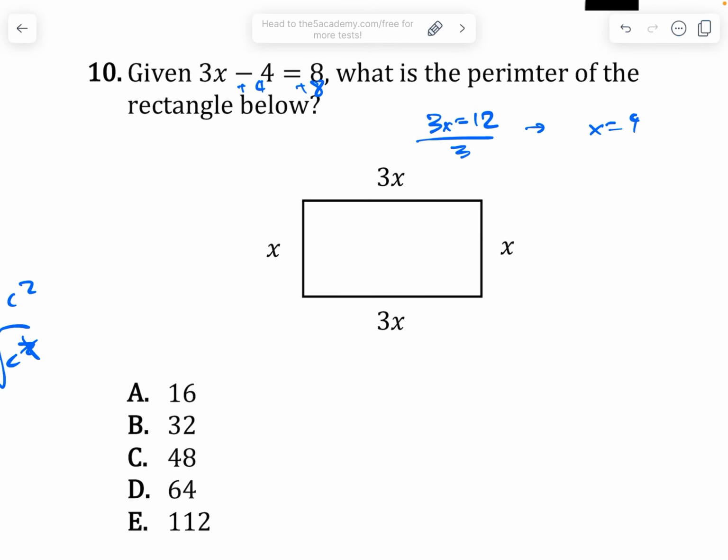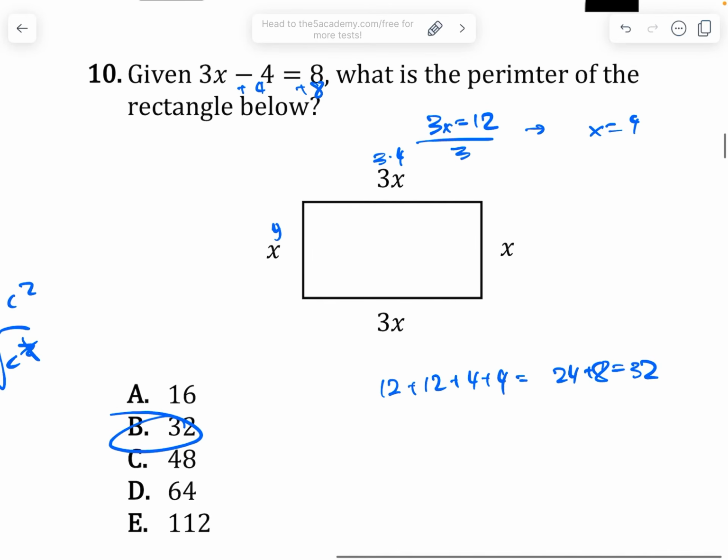Okay? That means this is going to be 3 times 4, and this is going to be 4. So you end up with 12 plus 12 plus 4 plus 4 is equal to 24 plus 8 is equal to 32. Perimeter is just, again, the distance around a rectangle.